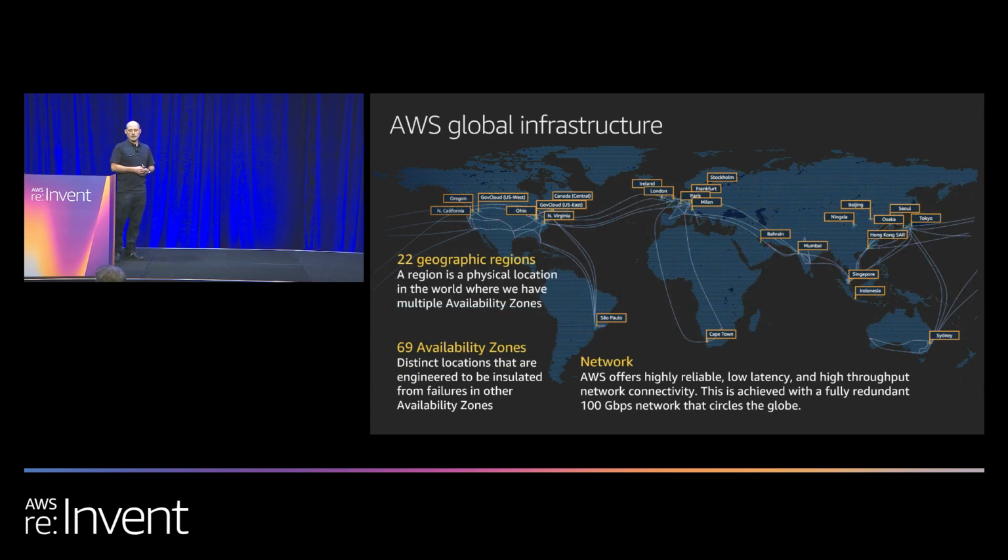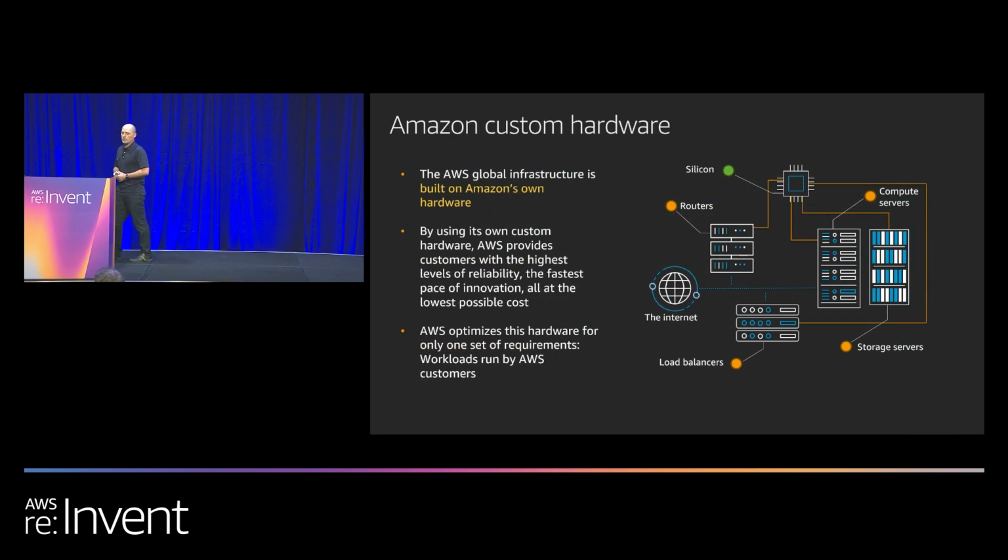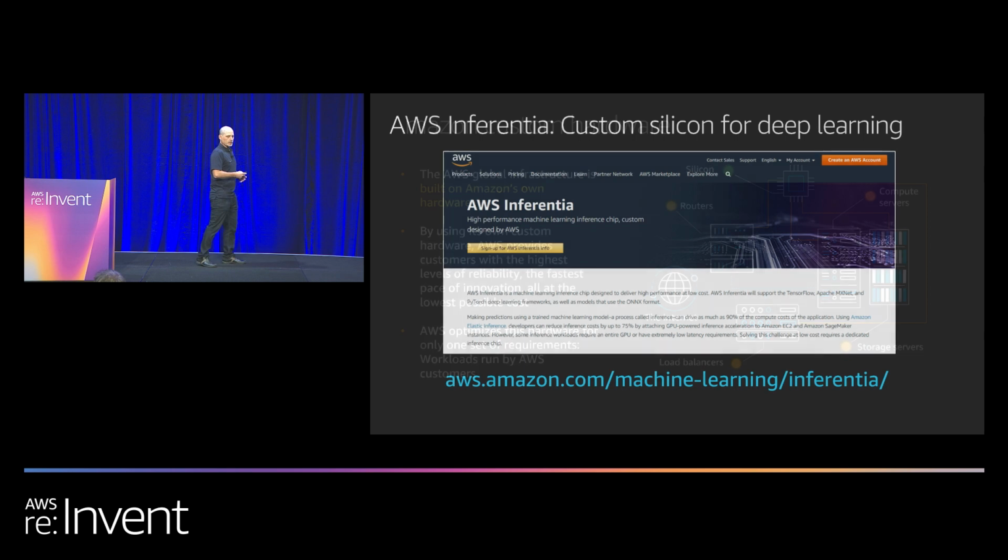I won't spend too much time here, mostly because I think the slide is way out of date in the last 48 hours. But the key here is the massive infrastructure that AWS has, and we're actually building our custom hardware for that infrastructure. So the silicon that goes into all of these products is actually made by our own silicon design teams, right? Whether that's into a compute server, whether that's a storage server, whether that's into the routers. And one of those chips is AWS Inferentia, which is an AI chip.